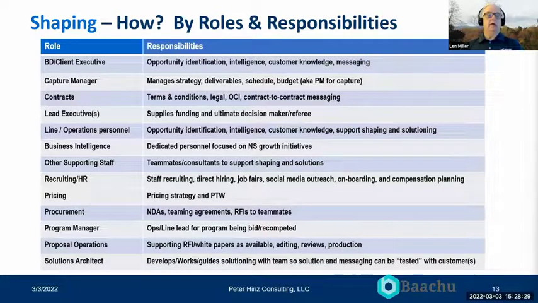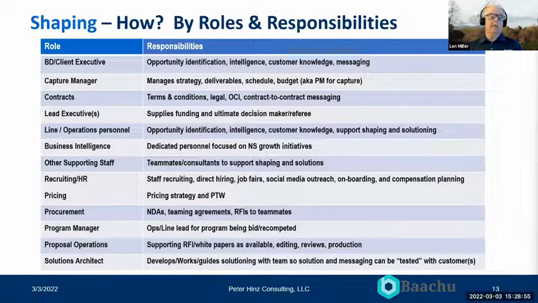Some companies call them business developers and client executives. The idea here, they're the ones out there finding the opportunities, gaining the intelligence on the customer and the competition, and then doing some of the messaging. And they should be involved in the opportunity all the way through to the end, in my opinion. But people need to know each other's roles.